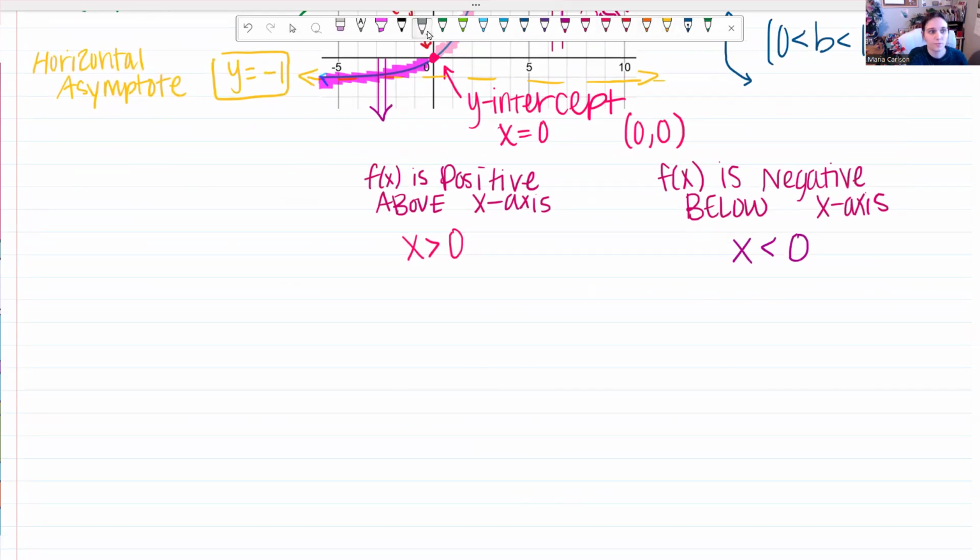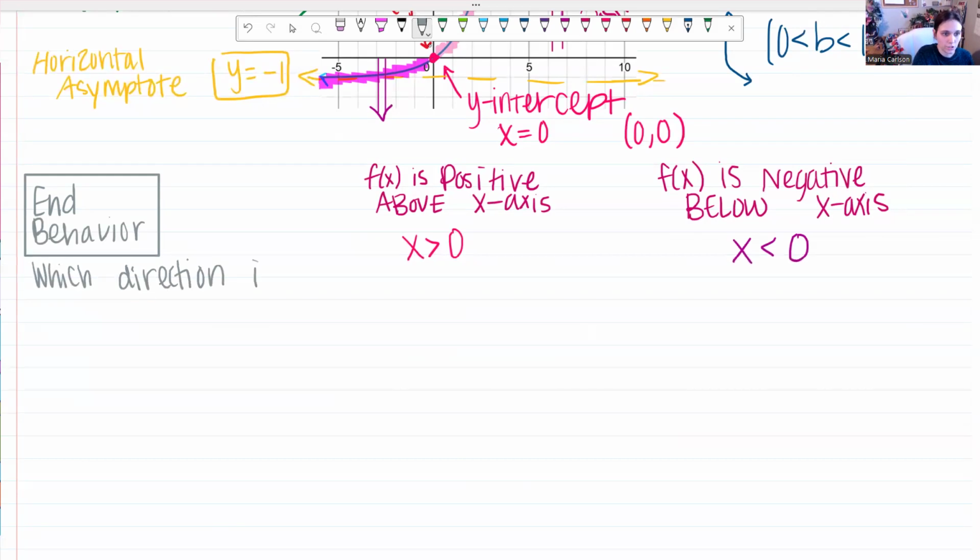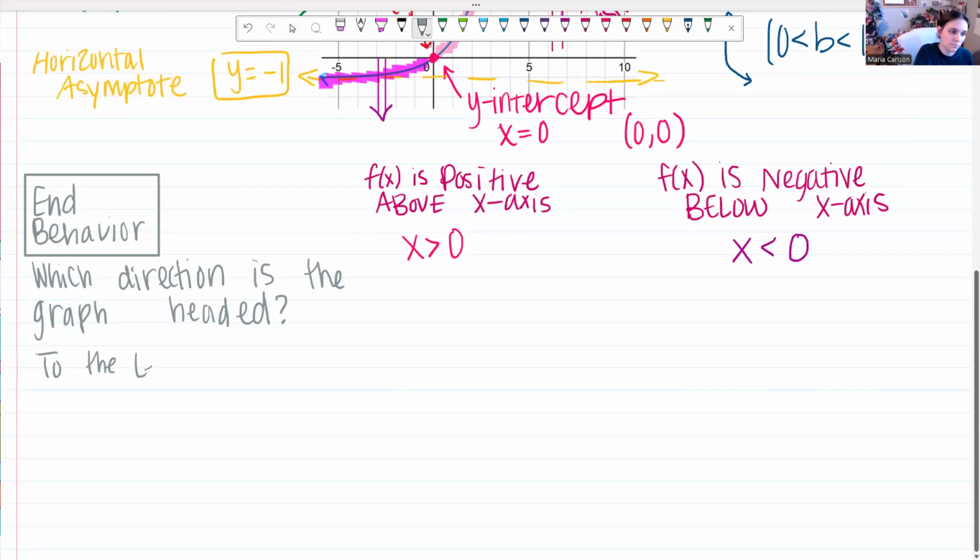Something else we can talk about for a function is its end behavior. And what end behavior really is looking at is which direction the graph is headed. Which direction is the graph headed? And we can really look at this two ways. We can look to the left or we can look to the right.